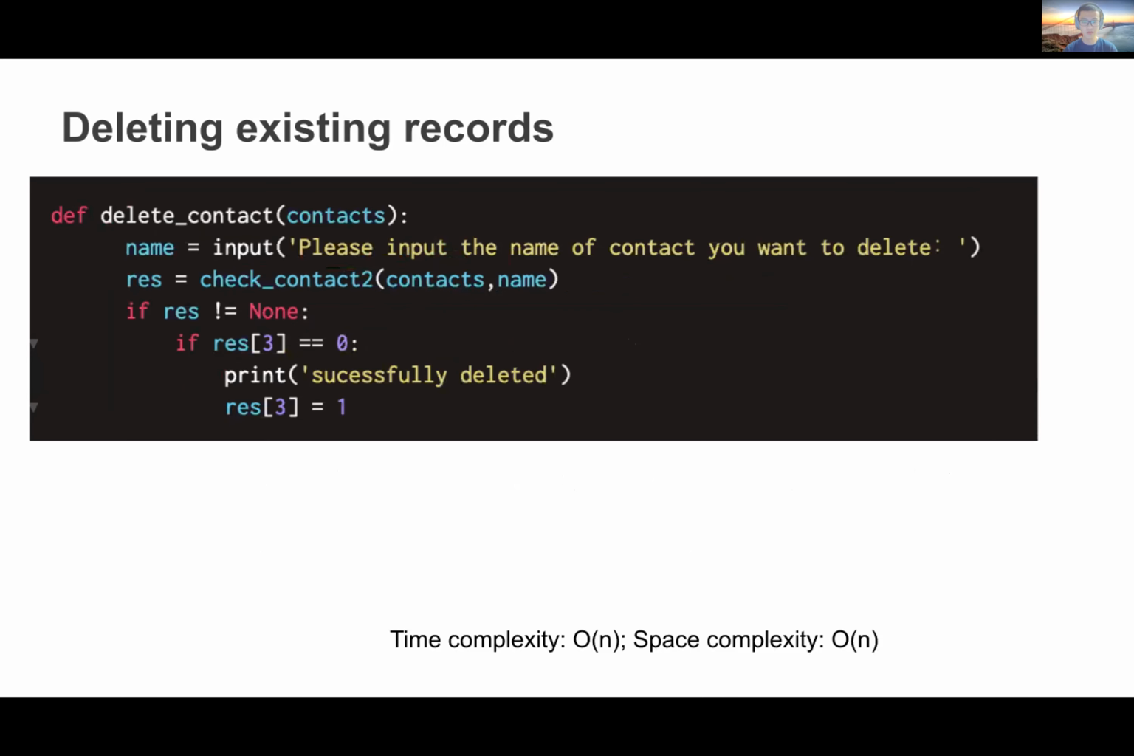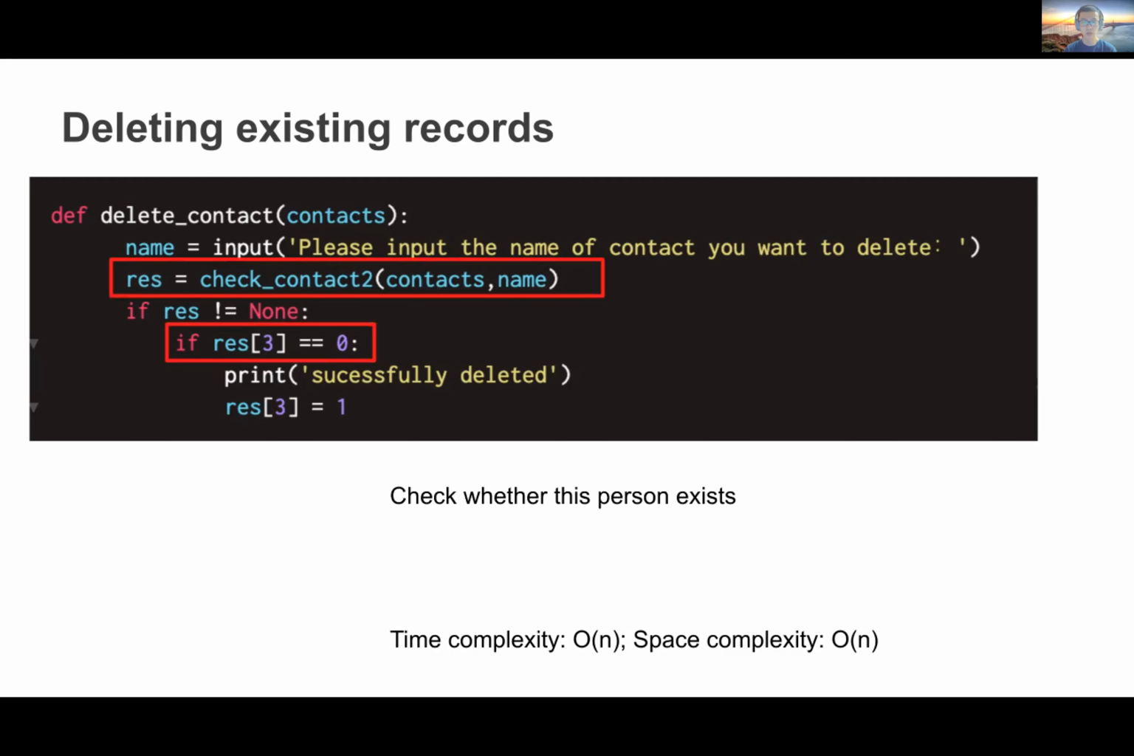And then let's go to the exact delete contact function. Firstly, it's about the input information, and then we get the result from the check contact 2 function. If it is not equal to none, which means that it returned the relevant information, we tell the user that the information has been successfully deleted, but we should always remember that the state should be turned into 1, which means that in this system, the record has been deleted. And in this delete function, the time and space complexity are both O(n).